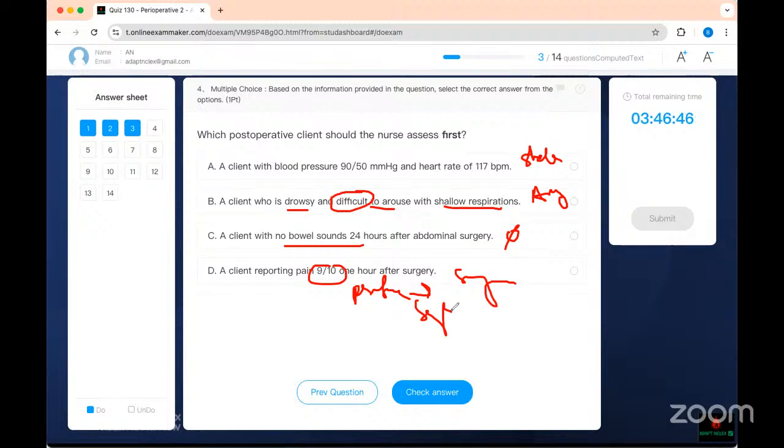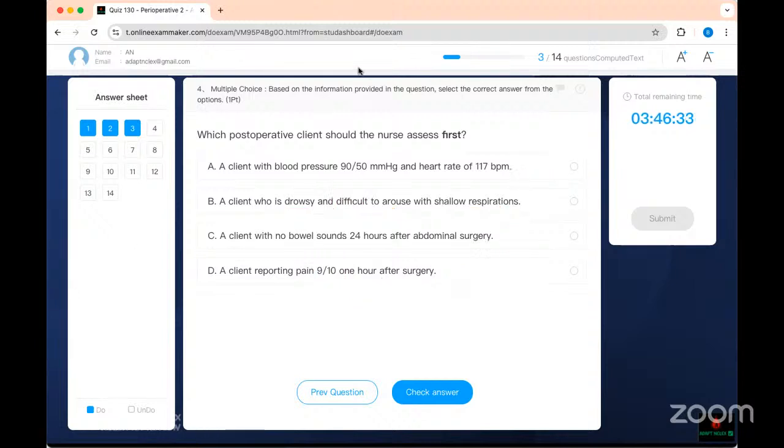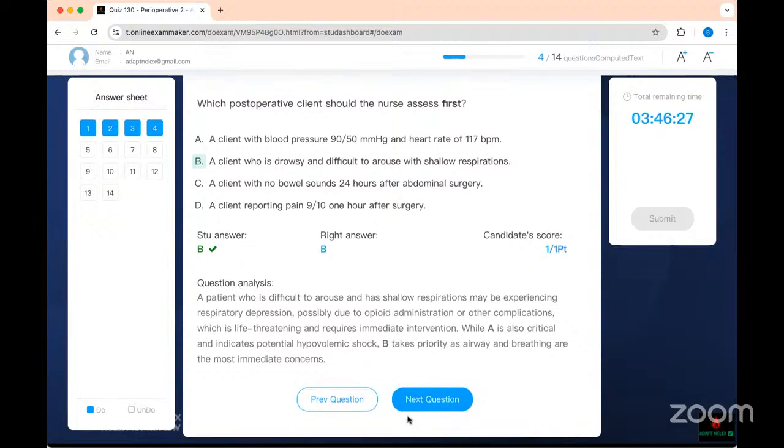A may have shock, but B is more dangerous because they're drowsy, you cannot arouse them, and they have shallow breath. You got to protect their airway. So B is more dangerous. So you got to think about it carefully. So this is the patient we see. So this is what I say here.